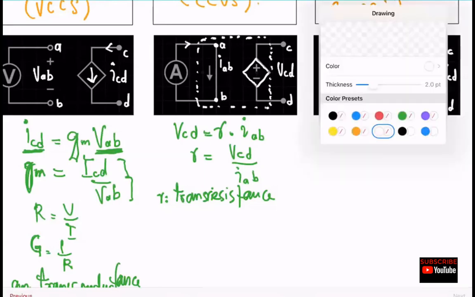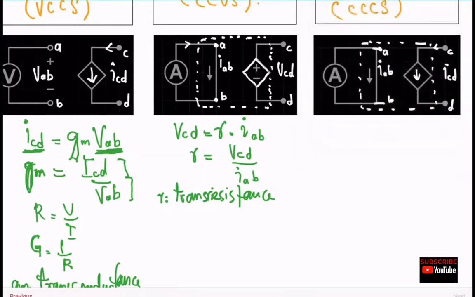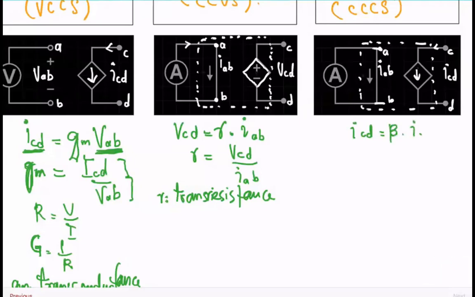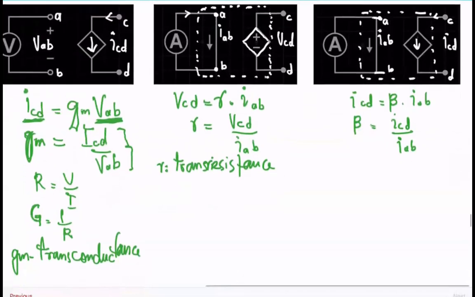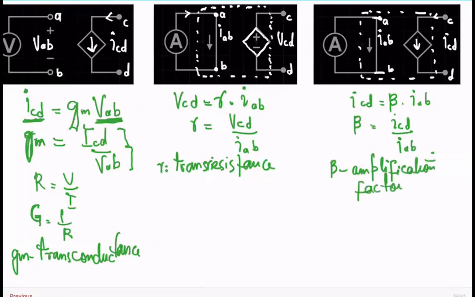Okay, so what would be the equation here? The equation here will be ICD equals beta times IAB. What is beta? Beta equals ICD over IAB, right? Okay, now beta is an amplification factor. Beta is referred to as the amplification factor.